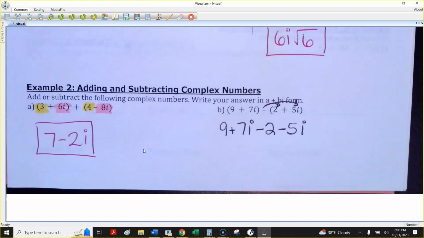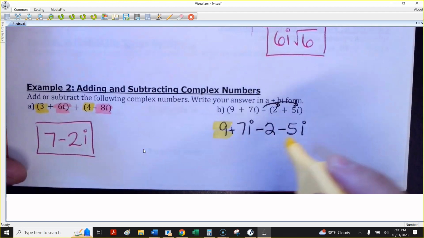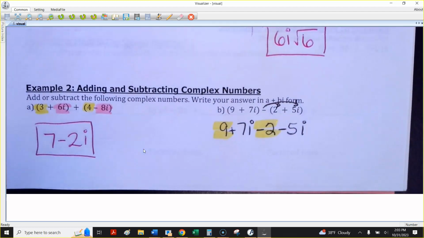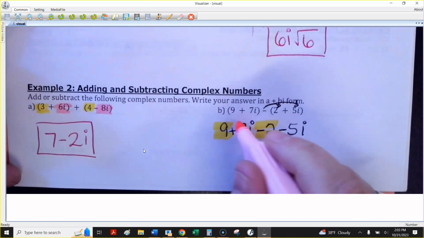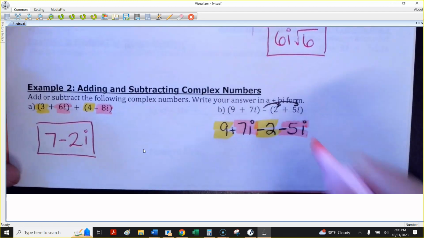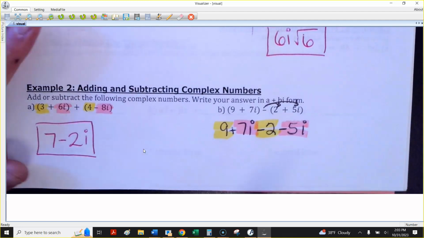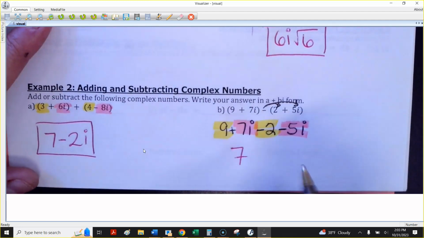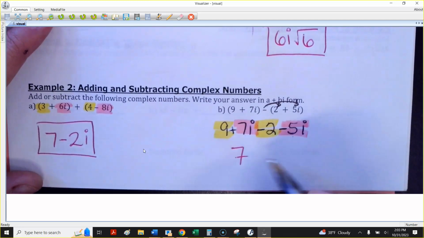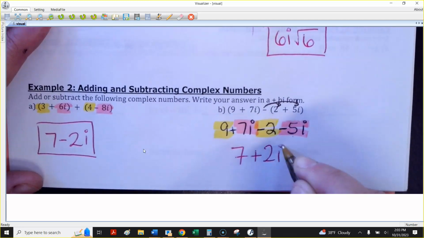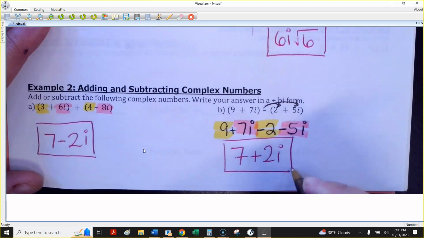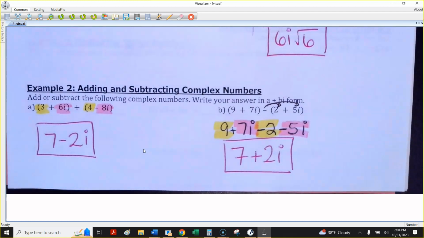Then once you're there, it's exactly like the question we just did. We're just going to combine like terms. So your real parts get added together. I've got a 9 and a negative 2, and we'll combine those. And then we've got our imaginary parts, the 7i and the minus 5i. So 9 minus 2 would just be 7. And then 7i minus 5i would be plus 2i. And that would be as simplified as I can go there. You just add the real parts, add the imaginary parts after I distribute the little subtraction symbol. Does anybody have a question?